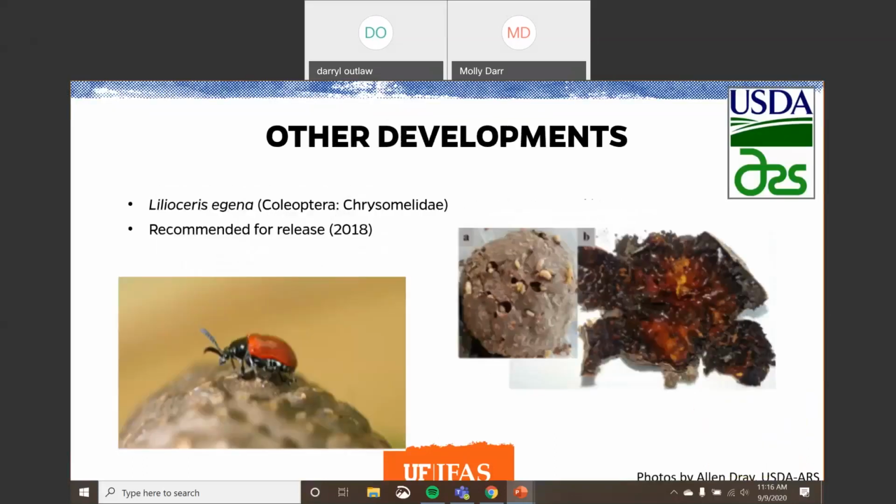Okay. This Lilioceras cheni doesn't feed on the bulbils. We've talked about the bulbils. I collect the bulbils in the preserve behind my house every year just to give that biocontrol agent a little bit of a head start. The good news is that Dr. Alan Dray with the USDA ARS lab has been testing another beetle, Lilioceras egena. These guys feed on the bulbils.